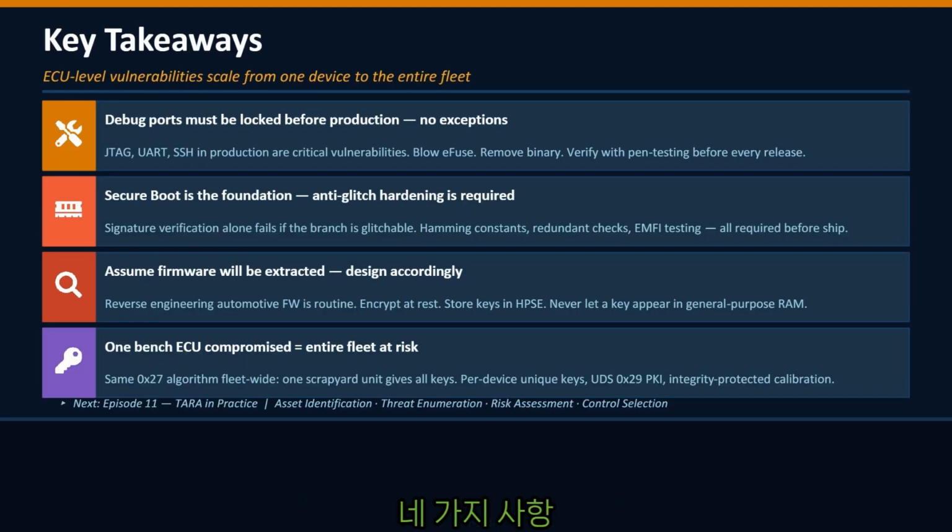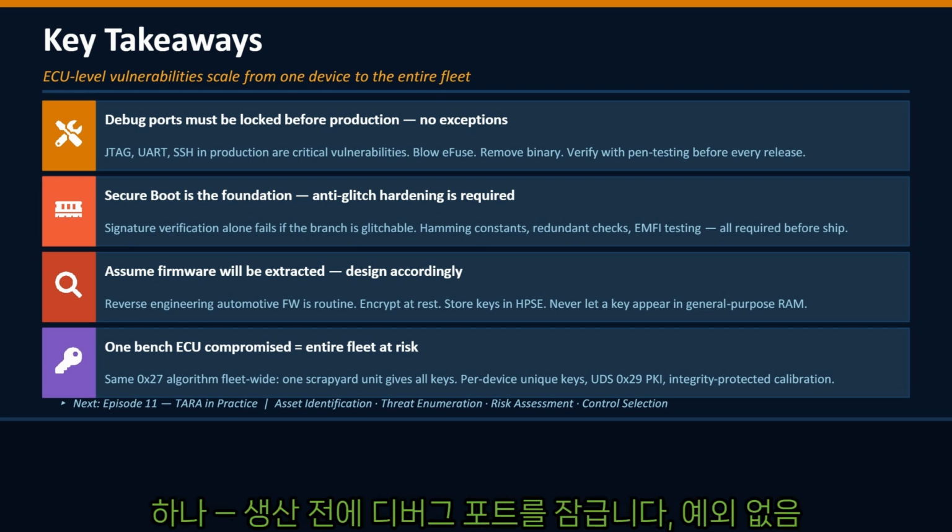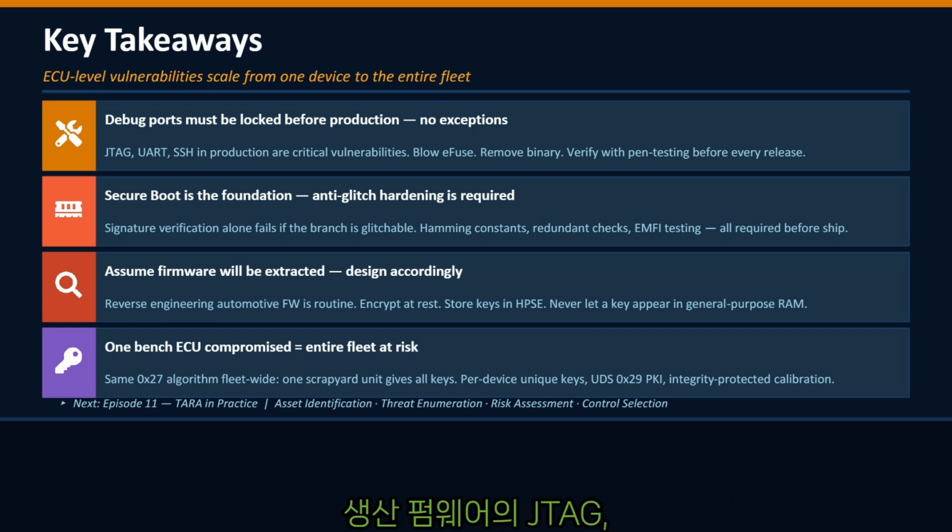4 things. Carry these into every project. 1, debug ports locked before production, no exceptions. JTAG, UART, SSH in production firmware are critical vulnerabilities. Blow the eFuse. Remove the binary. Penetration test before every release.